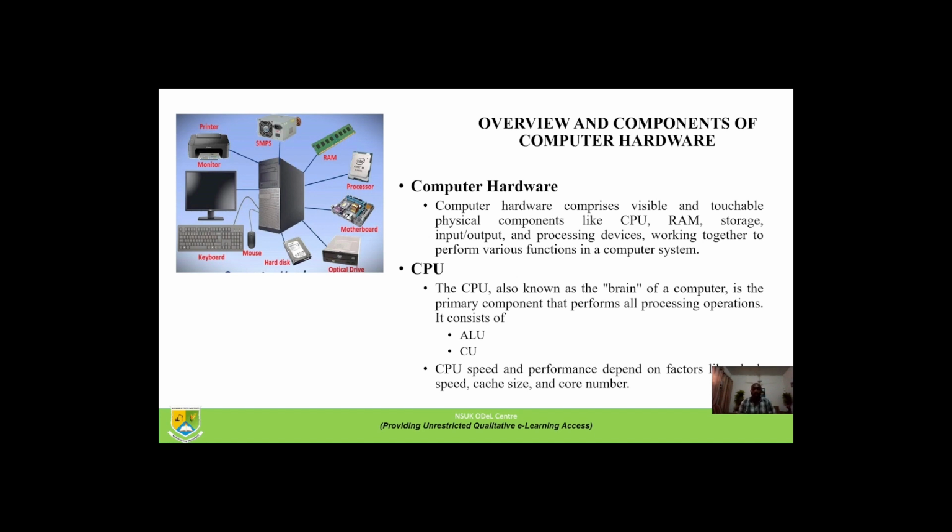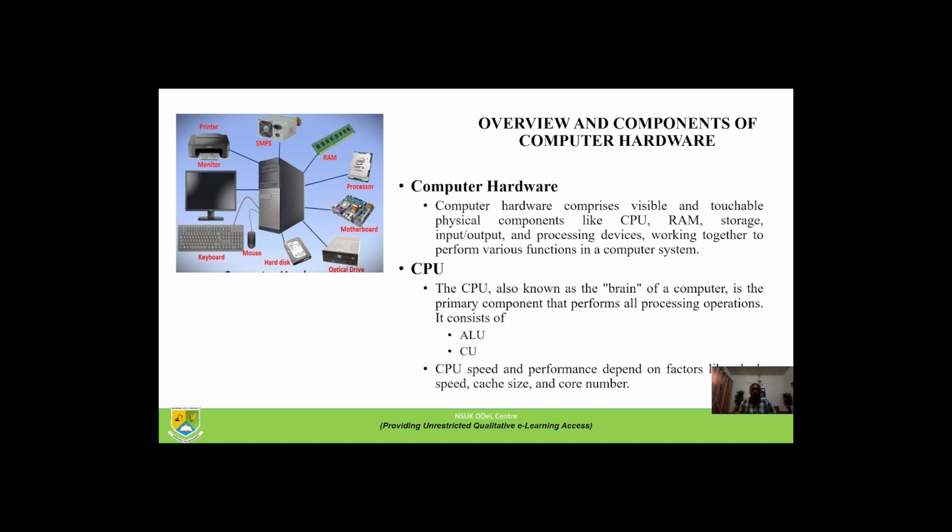So computer hardware actually comprises of those components or devices that we can see and touch. So they are physical in nature. Some of these devices can include central processing unit CPU, the RAM or the main memory, input output devices, storage devices, processing devices. They tend to work together to perform various functions in a computer system.